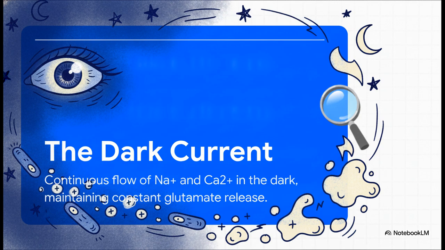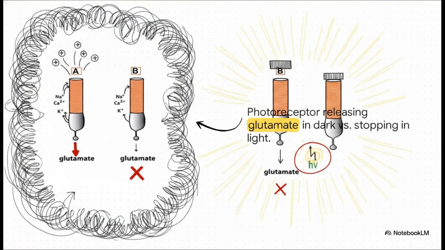Because of this, in pitch blackness, your photoreceptors are endlessly releasing a neurotransmitter called glutamate. So the totally counterintuitive truth of human vision is that light actually turns off the photoreceptor. Think about that. In the dark, ions flow in, and a heavy stream of glutamate is pouring out from the bottom of the cell. But the instant a photon of light hits, those ion channels close, and the glutamate release stops cold. That sudden absence of glutamate, that is the actual signal telling your brain, "Hey, I see something."